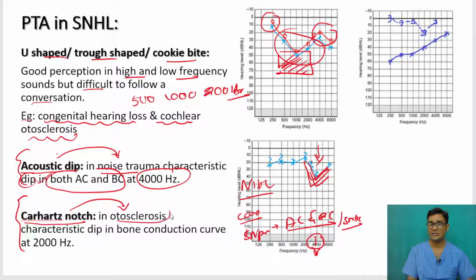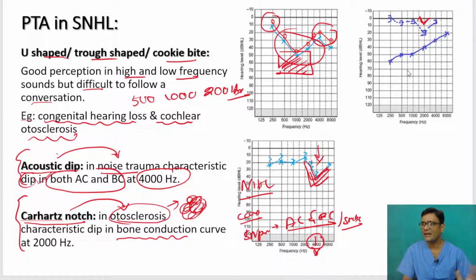Carhart's notch is seen in otosclerosis. In otosclerosis, there is a growing of this otospongiotic bone on the stapes footplate. In that, there is a dip only in the bone conduction curve. So you will get confused. Otosclerosis is basically a pathology of the conductive pathway. Then why is the bone conduction curve getting affected? Because nothing is happening to the cochlea at this stage.